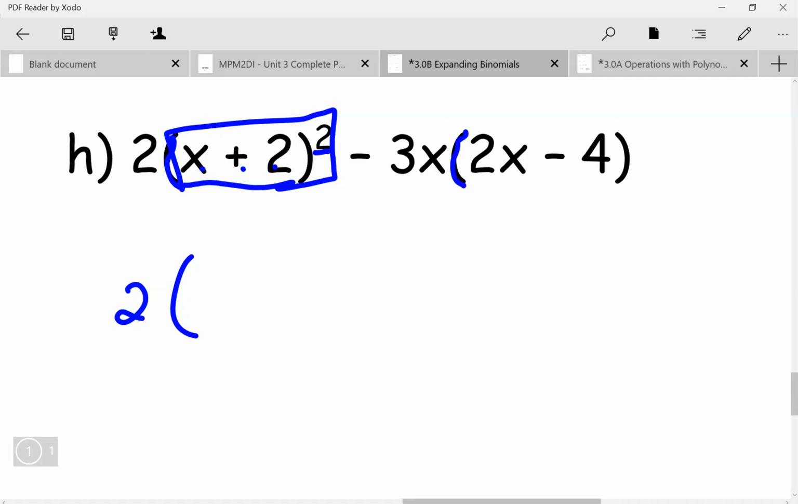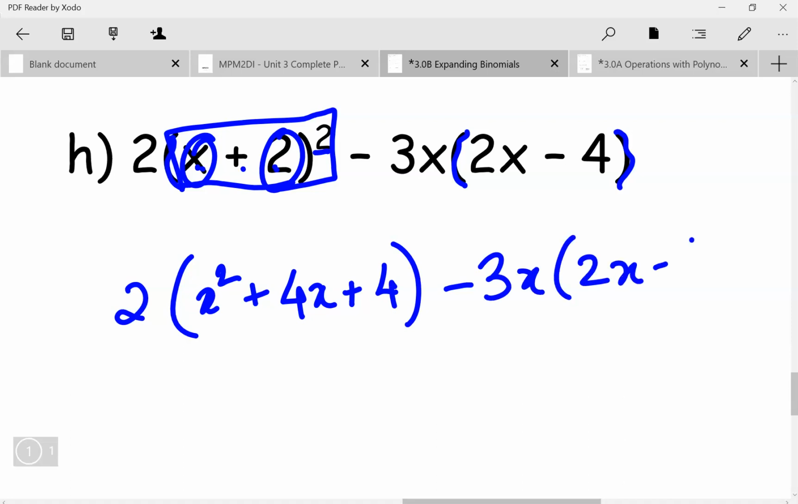Inside this bracket, I have a 2x minus 4. Also, nothing I can simplify there. So there's nothing to simplify inside the bracket. So I'm just going to start with the exponents. Again, a squared plus 2 times a times b plus b squared.